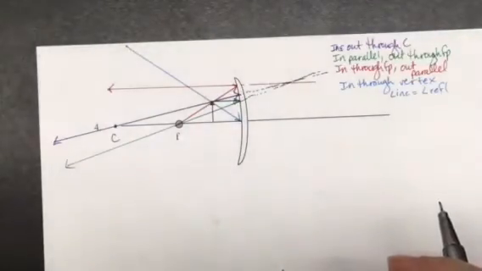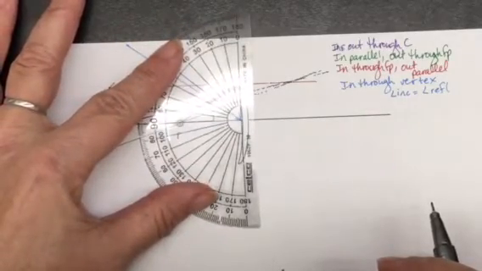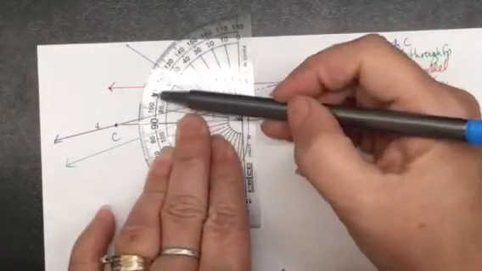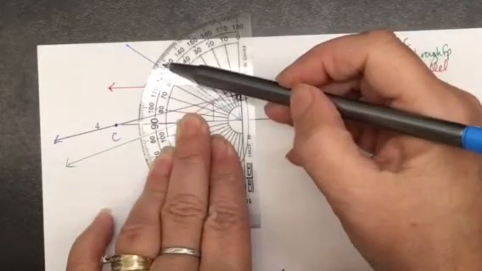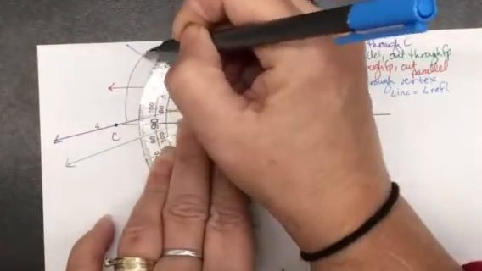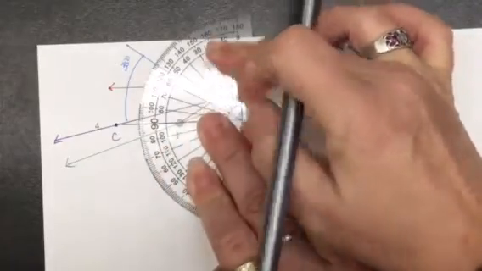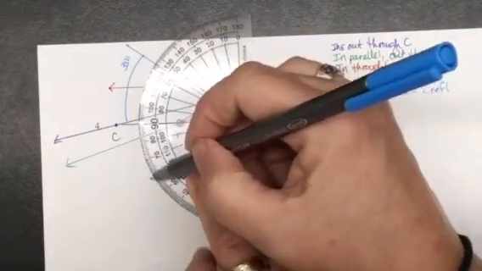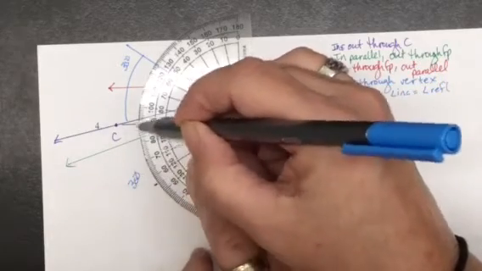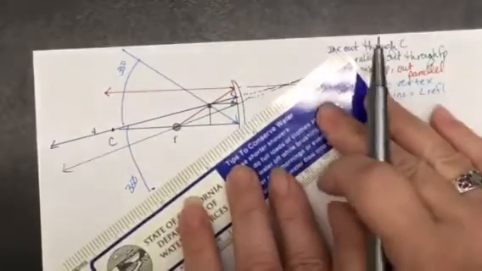Then I'm going to measure my angle, lining up my protractor. There we go. This time, 10, 20, 30, 35 degrees. Label that 35 degrees. And we want to go 35 degrees on the other side. 10, 20, 30, 35 degrees. And we'll draw in that reflected ray.